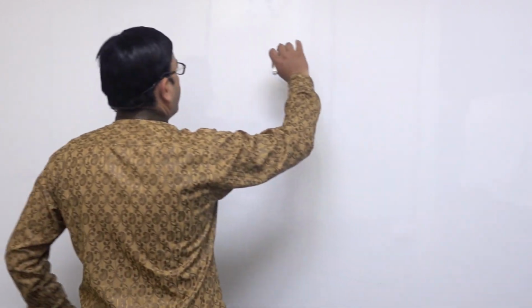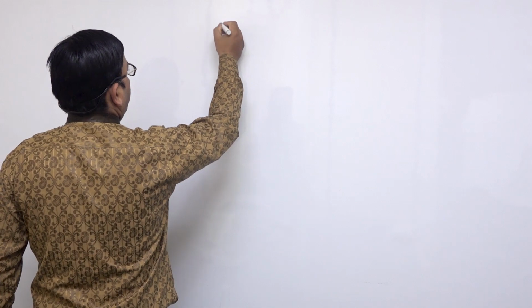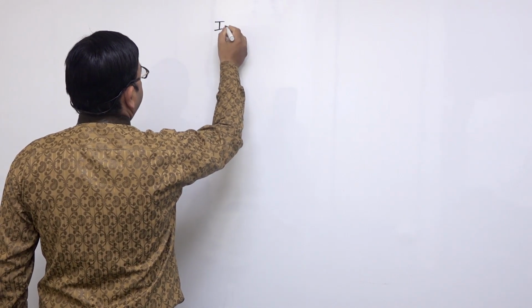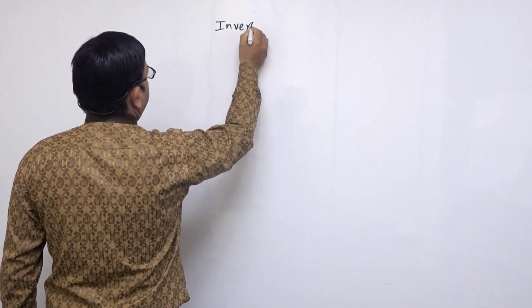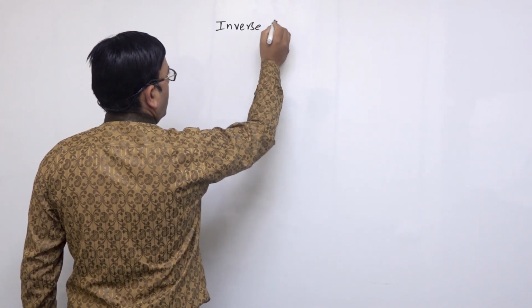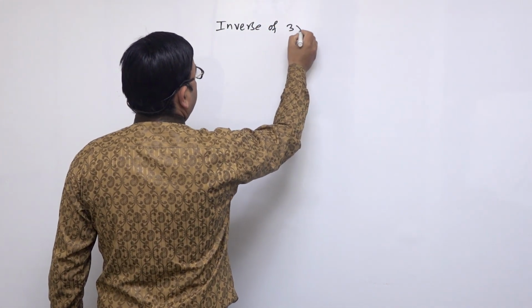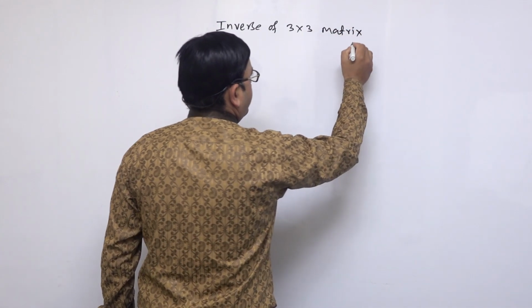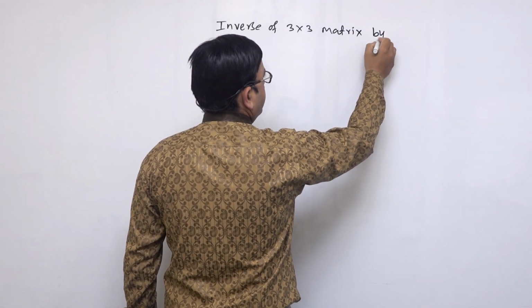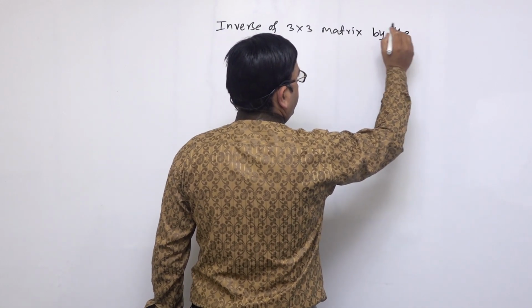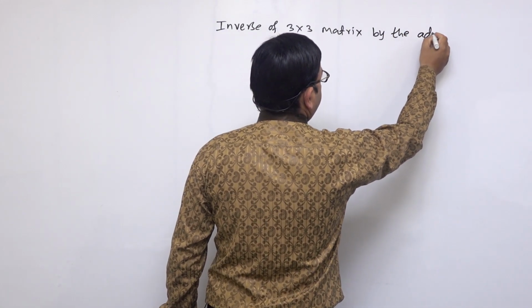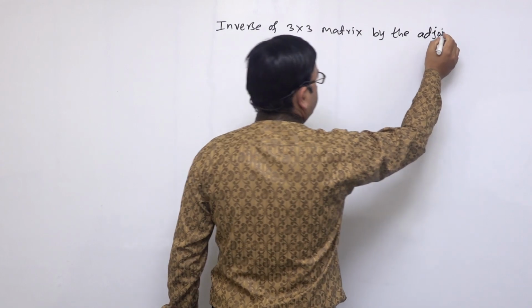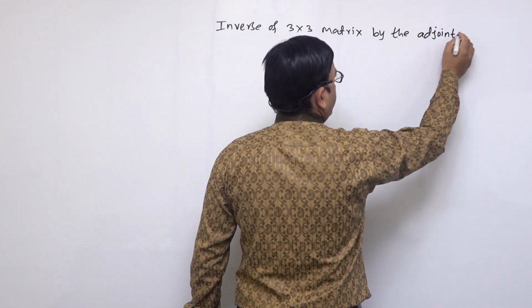Students, today we are going to start inverse of 3 by 3 matrix. So let's write: inverse of 3 by 3 matrix by the adjoint method.